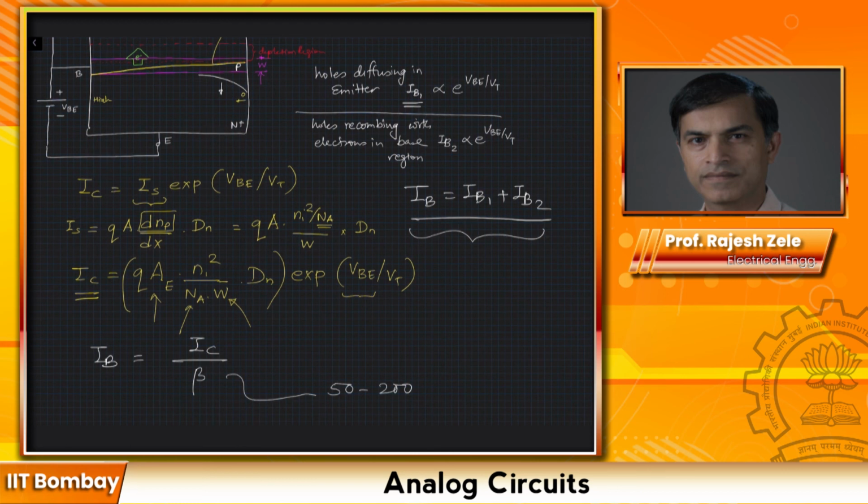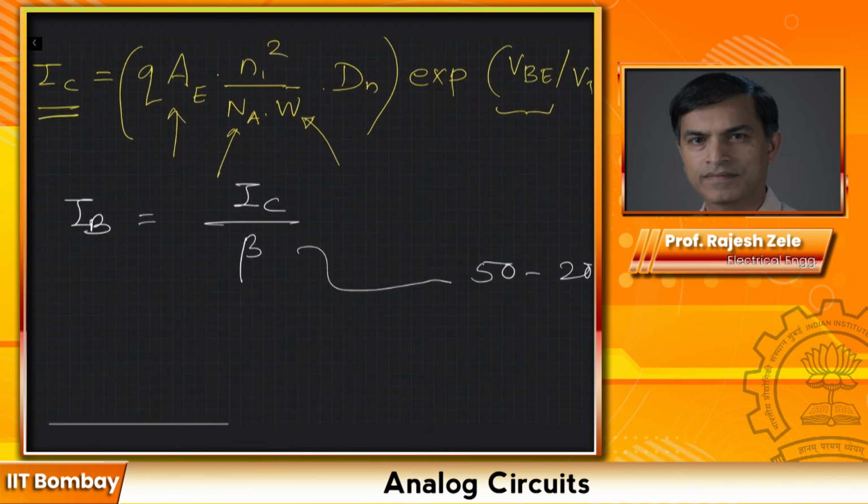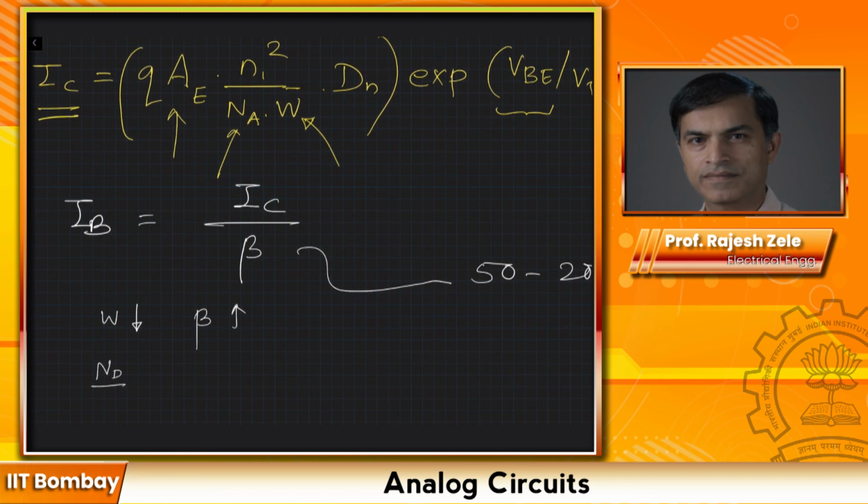Okay. Now let's look at intuitively what this beta really means. If the width of the base region goes down, then beta would go up because IC will go up. Also, if we increase the ratio of the emitter concentration to the hole concentration in the base region, Nd divided by Na, then also beta will go up. So this basically tells you how heavily doped the emitter is relative to the base.